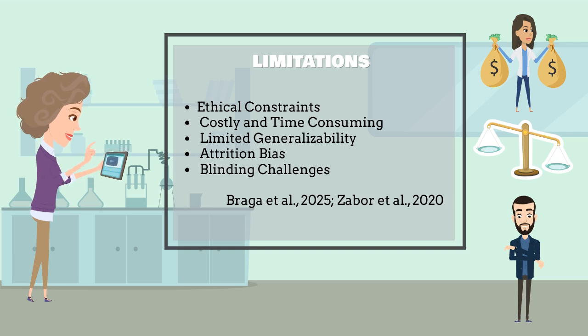Another key concern is generalizability, as highly controlled environments don't always reflect real-world conditions. Attrition or participant dropout, which is out of the researcher's control, can skew the results, especially if it's not balanced across the blinded and controlled group. Finally, blinding is a major challenge in trials involving visible interventions, which can introduce bias.